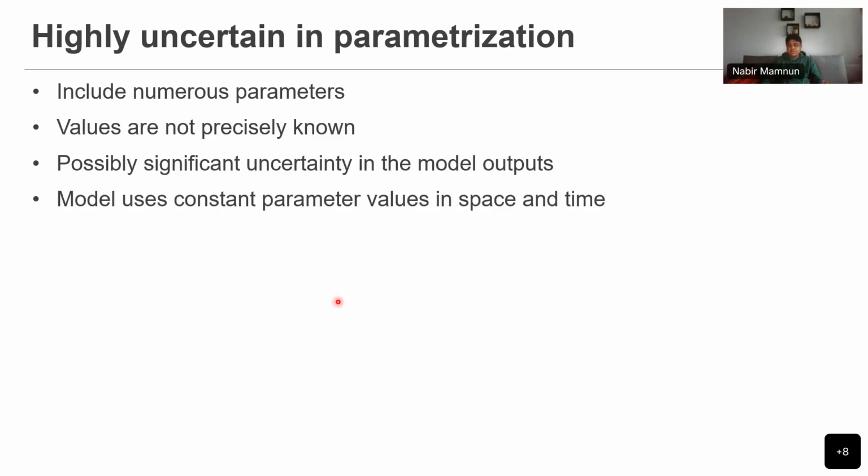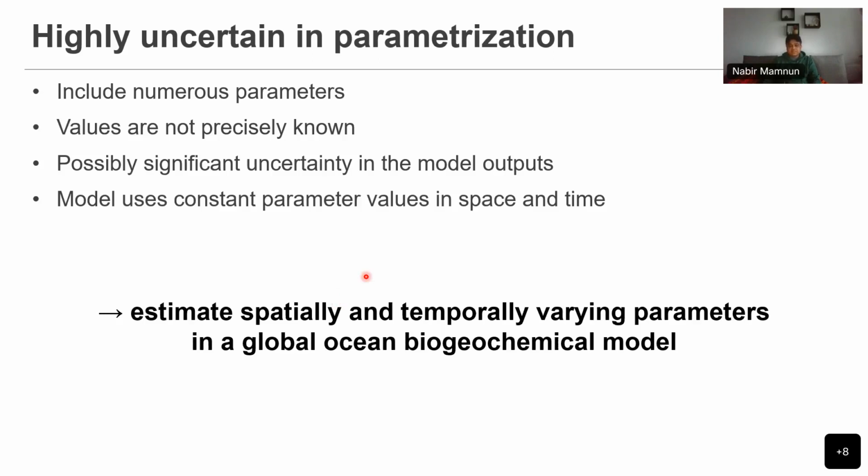The values of these parameters actually depend on the biological and physical conditions of the particular area of interest. But in practice, the available reference values come from laboratory experiments or limited field data, and are used as constant parameter values in the model, constant in space and not changing over time. So in this study, our objective is to estimate spatially and temporally varying parameters in a global ocean model, and to learn from the variation of the parameters beyond the parameter values.